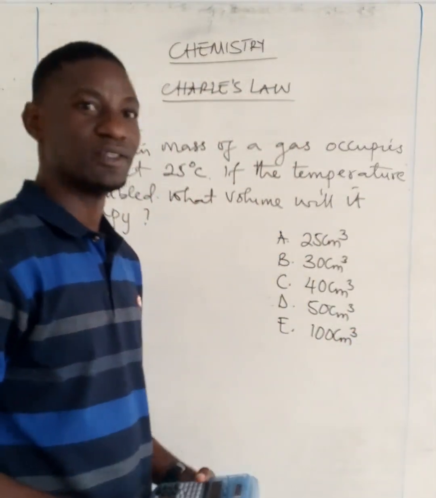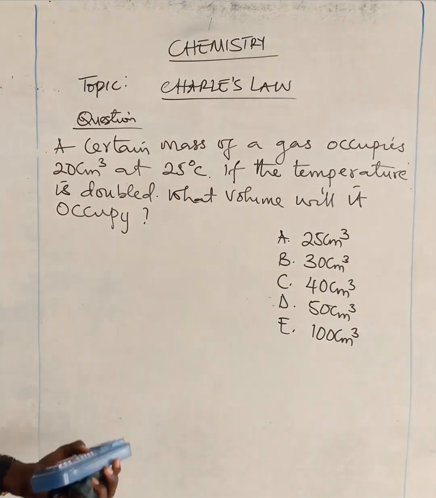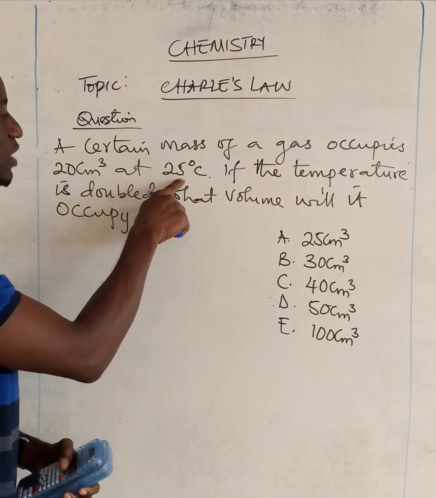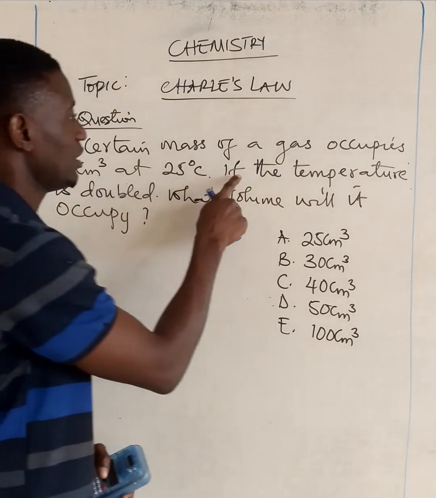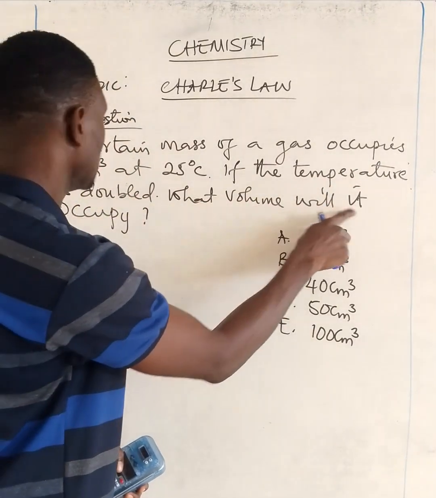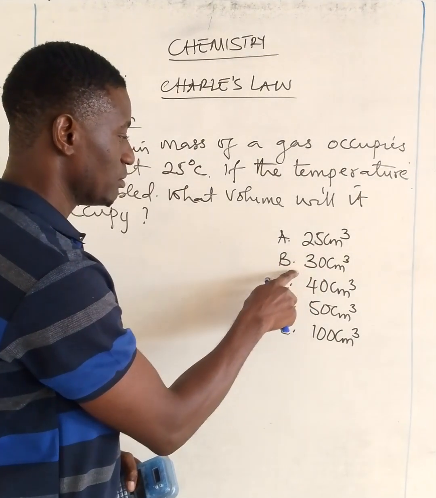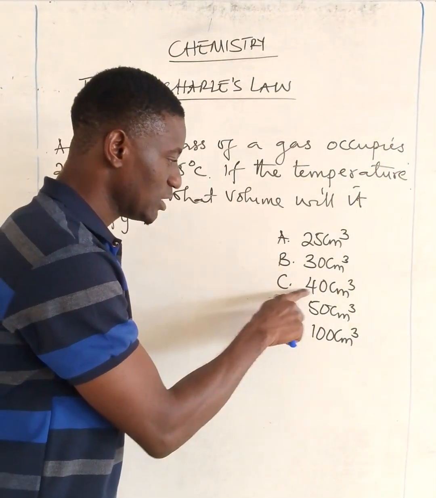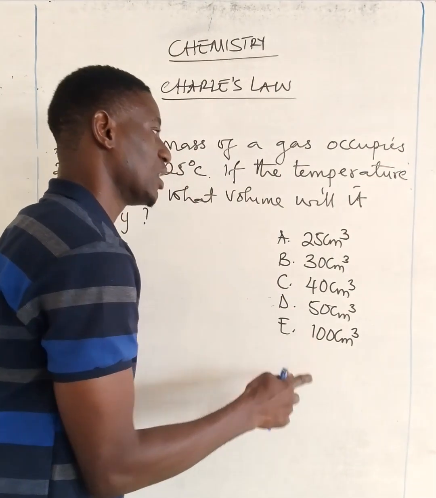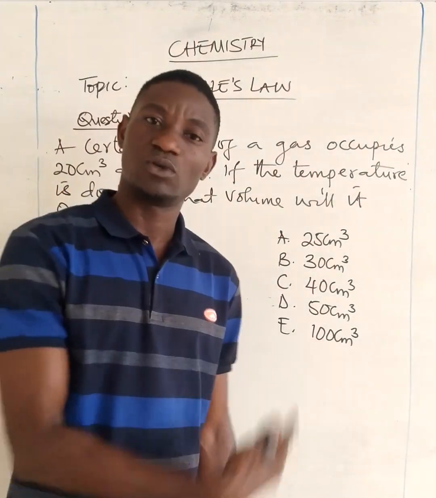Let's take a look at this question, and this question is based on Charles' law. The question says, a certain mass of a gas occupies 20 cm³ at 25 degrees Celsius. If the temperature is doubled, what volume will it occupy? Option A, 25 cm³, B, 30 cm³, C, 40 cm³, D, 50 cm³, and E, 100 cm³. If you know the answer, please drop the answers in the comment section before we go into solving it.